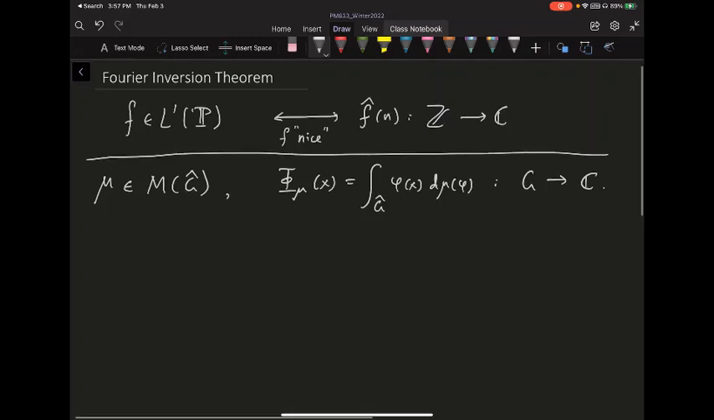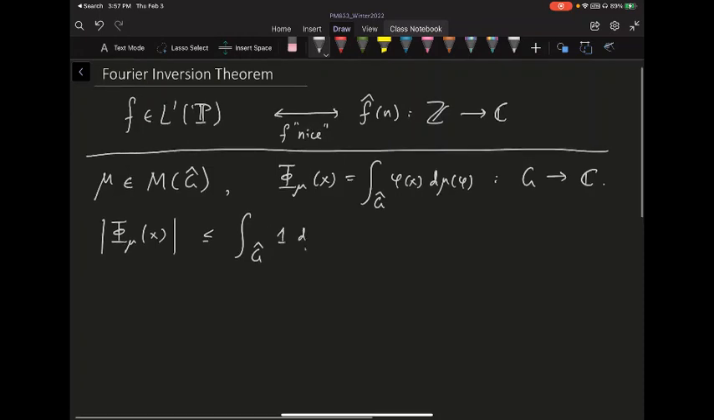One thing you may notice is that this phi of mu, for each of these mu, is actually an L infinity function. That's kind of trivial, because the absolute value is less than or equal to the integral of 1 d mu, since each phi of x is a character, and mu is a finite Radon measure on G hat. So it is bounded above by its norm. So this phi of mu is in L infinity of G. They're not just some random unbounded functions, but actually in L infinity.